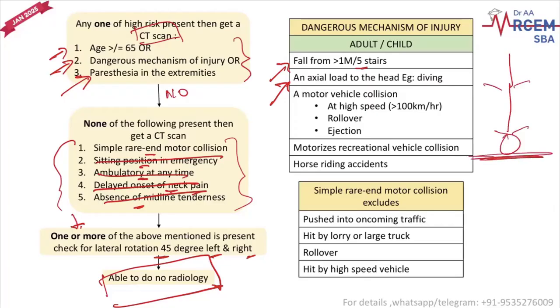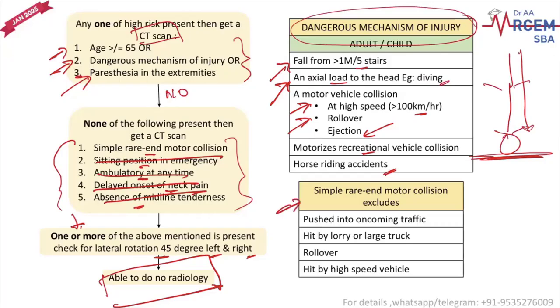So he has struck, the entire weight of the body has gone onto the head. This is known as axial load on the head. Diving is the classical example. A motor vehicle collision where the speed was more than 100 kilometers per hour, or there was a rollover of the car, or the patient was ejected out of the vehicle. Any recreational vehicle, including two-wheelers, we are talking about any recreational vehicle, or a horse riding incident, is considered a dangerous mechanism of injury. This holds good for both adult and child.